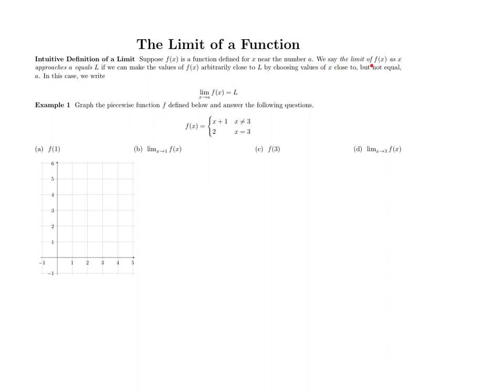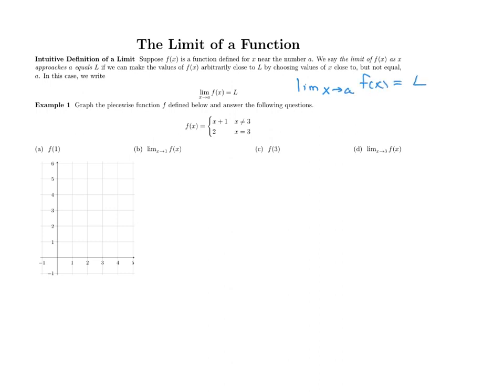We say the limit of f of x as x approaches a equals some number L if we can make the values of f of x arbitrarily close to L by choosing values of x close to but not equal to a. And in this case, we'll write this symbol. The limit as x approaches a of f of x is equal to L. This can also be written as LIM for limit, and then next to it you can write x approaches a of your function f of x is equal to L.